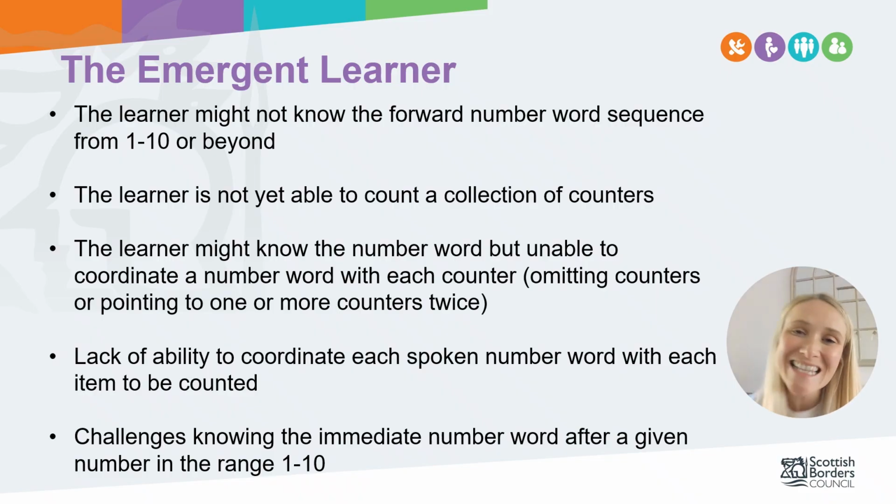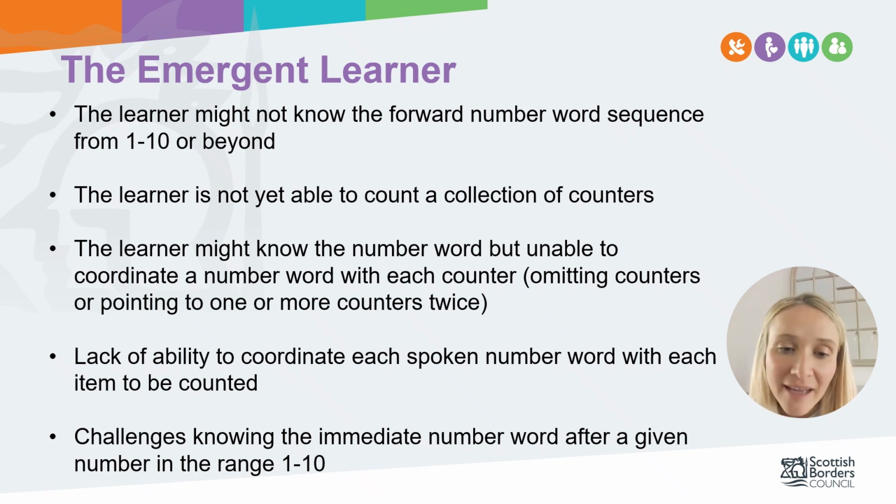So it's important to consider what you might observe and notice in a learner that's working at this stage. The first thing you might identify is that the learner might not accurately know the forward number word sequence from 1 to 10 or beyond. They might repeat a number, or they might miss a number out. That's really important to observe and pick up on, and just to notice what they do.